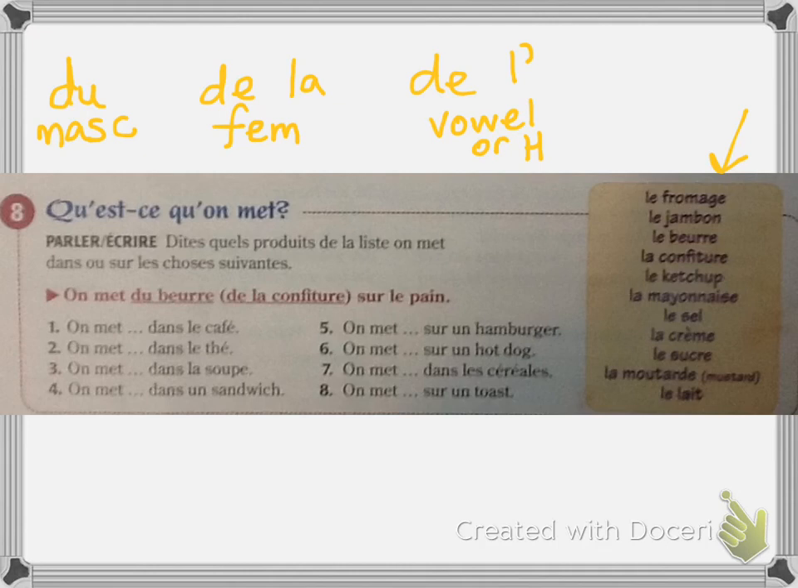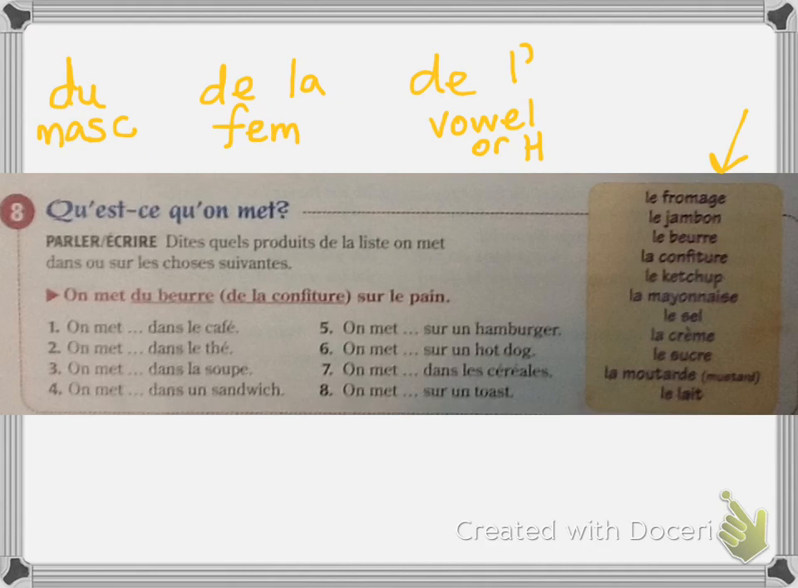On met du sucre dans le thé. On met du lait dans le café or thé. On met de la crème dans le thé. Or none of those choices, right? It's tea. Trois. On met du sel dans la soupe.